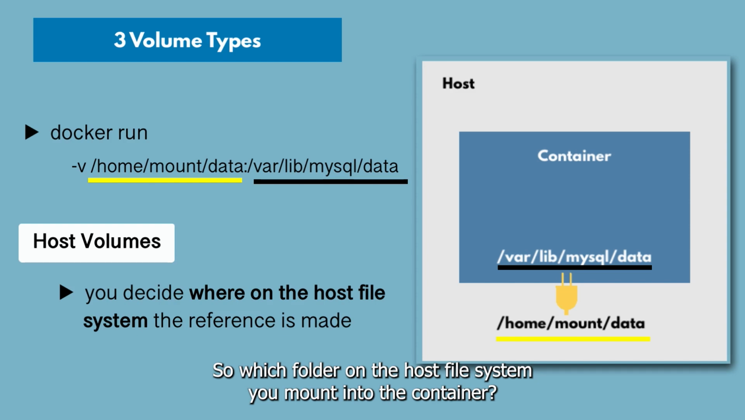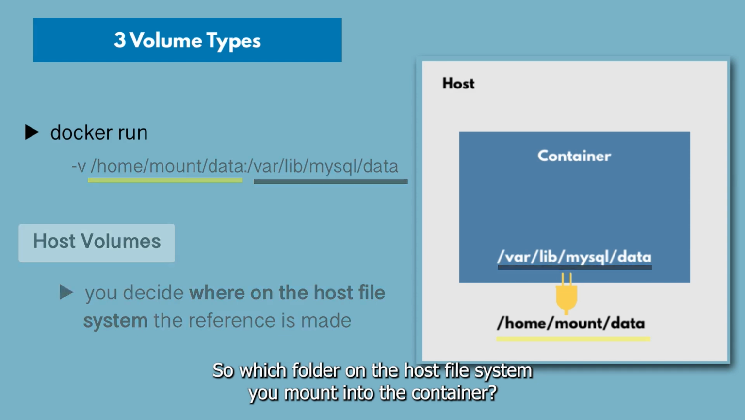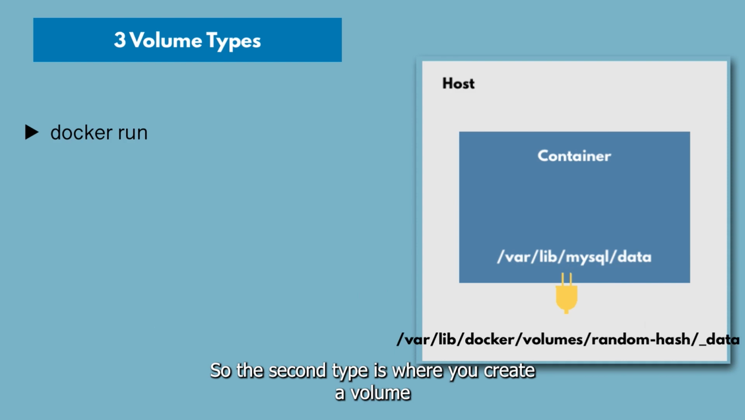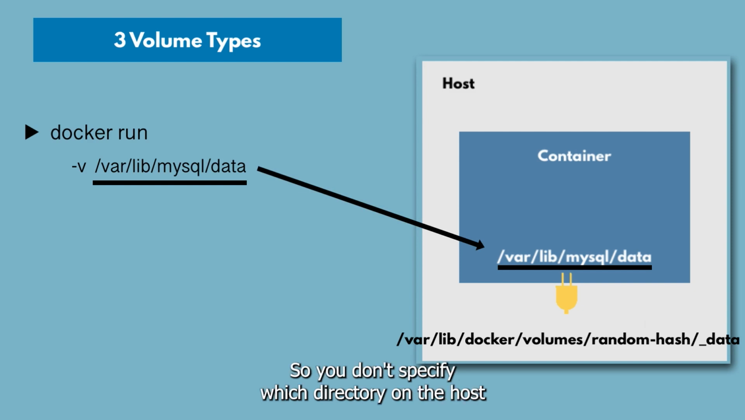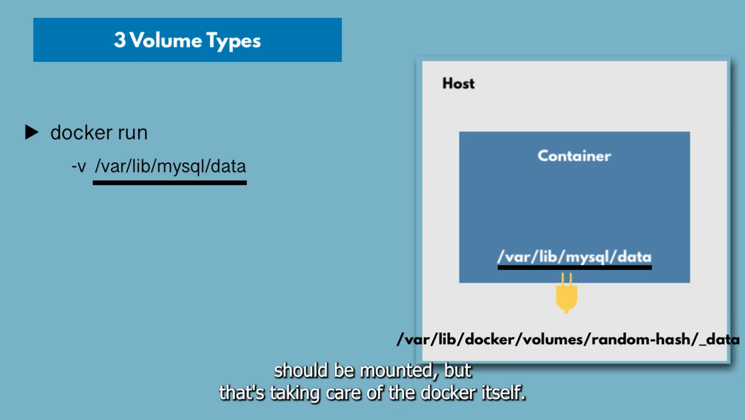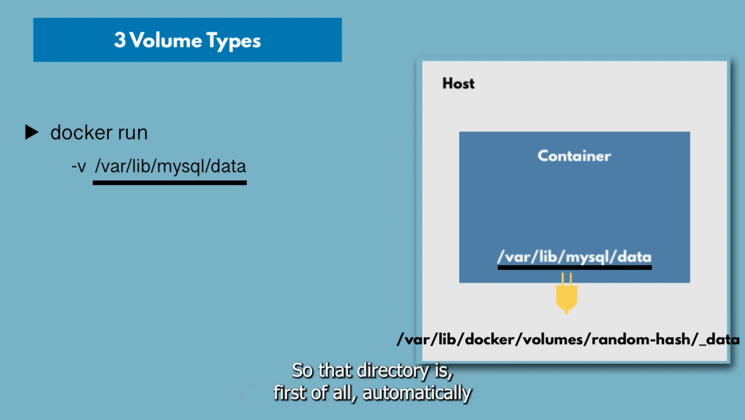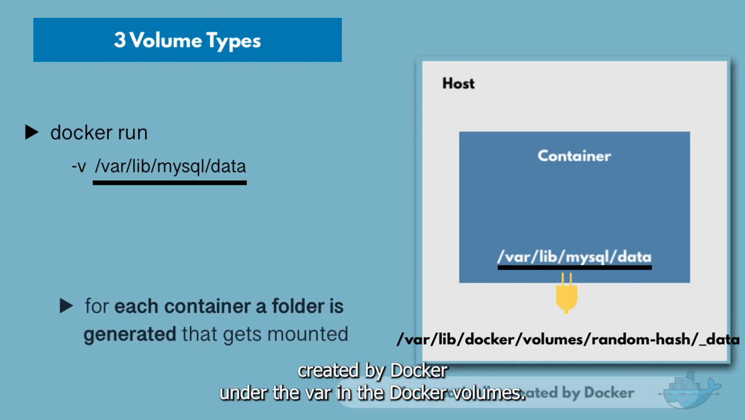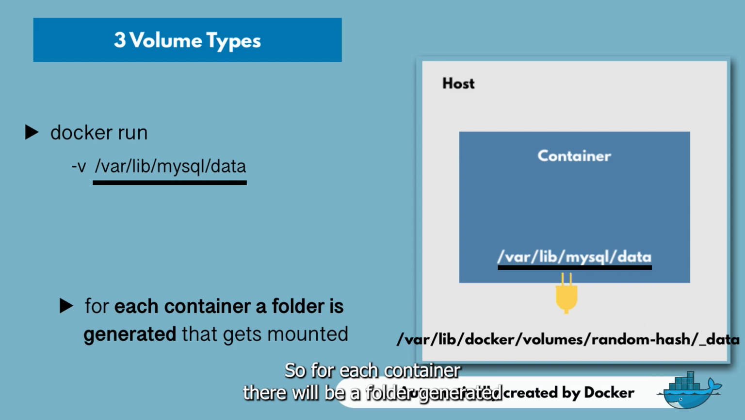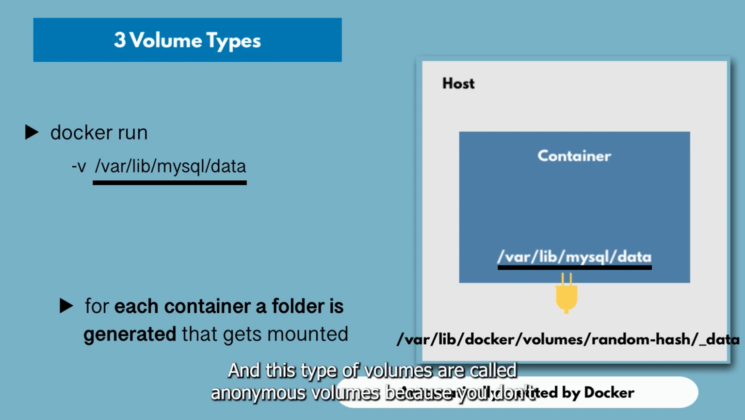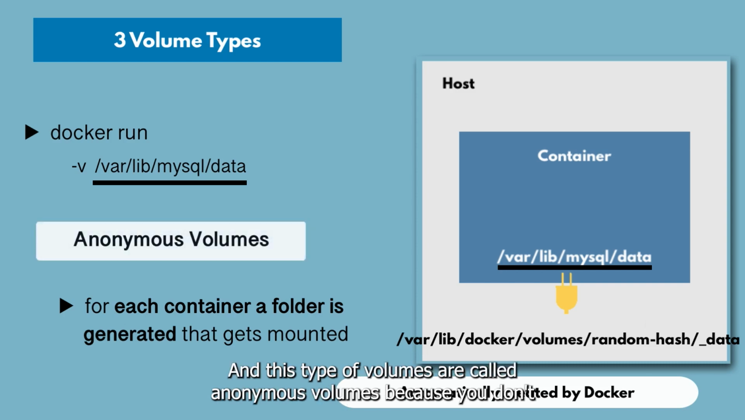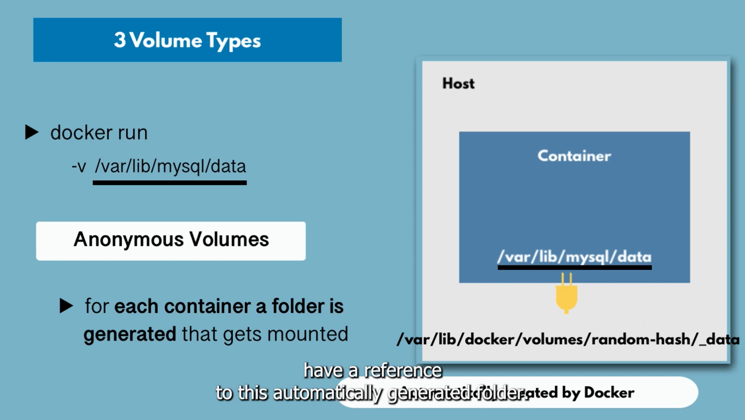So which folder on the host file system you mount into the container. The second type is where you create a volume just by referencing the container directory. So you don't specify which directory on the host should be mounted, but that's taken care of by Docker itself. That directory is, first of all, automatically created by Docker under /var/lib/docker/volumes. For each container, there will be a folder generated that gets mounted automatically to the container. And this type of volume is called an anonymous volume, because you don't have a reference to this automatically generated folder. Basically, you just have to know the path.